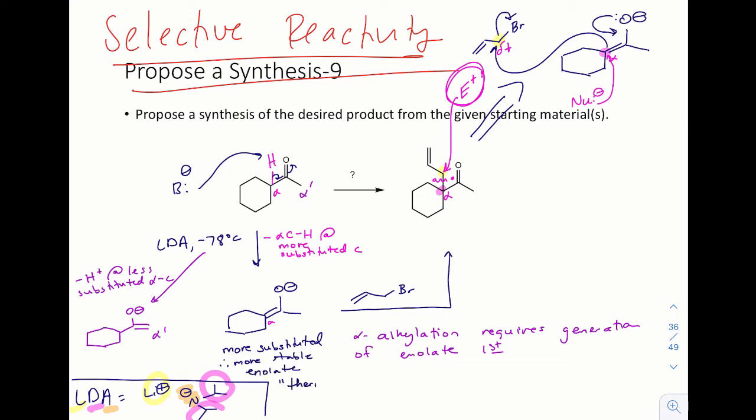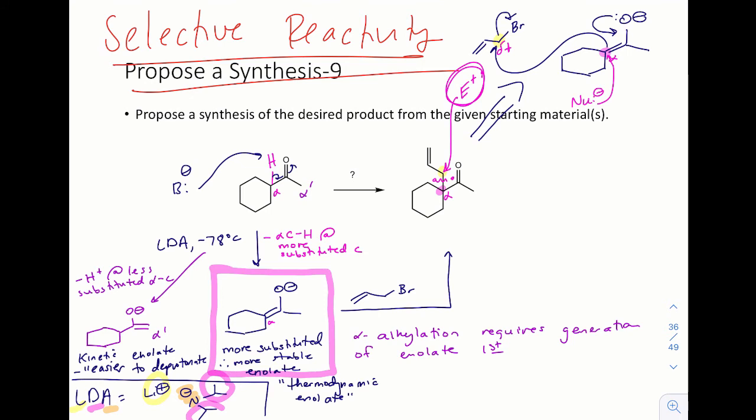It's referred to as the thermodynamic enolate. It is more stable because it is more substituted. Whereas the enolate from deprotonating at alpha prime is referred to as the kinetic enolate. With a bulky base like LDA, it is simply lower energy for that base to deprotonate at alpha prime where there's less electron repulsion from other substituents on that carbon. So this enolate is desired, the thermodynamic enolate is desired, but usually LDA makes the kinetic enolate. So what are we to do?